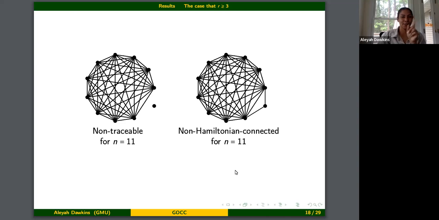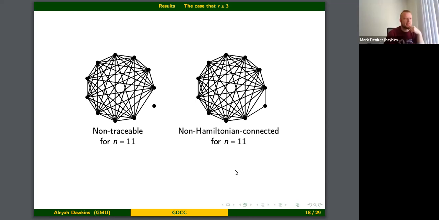But yeah, that's a good point. So traceability is actually a weaker condition than Hamiltonicity. And you can kind of see it from the extremal graph, right? Because we have a bit less of a connection. And then Hamiltonian connectedness is a stronger condition. So this extremal graph actually is Hamiltonian, right? By going around the outer cycle, but it's not Hamiltonian connected.